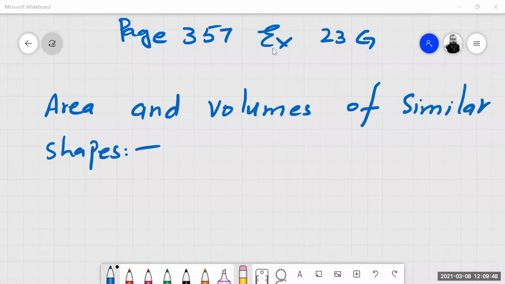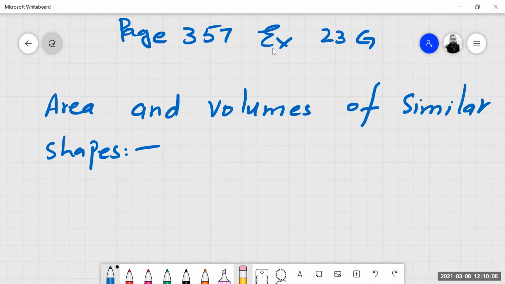Now I am going to read the lesson, read the page, listen carefully. You saw that if two shapes are similar and the linear scale factor is k, then the area scale factor is k square. Understand? Area scale factor is k square.